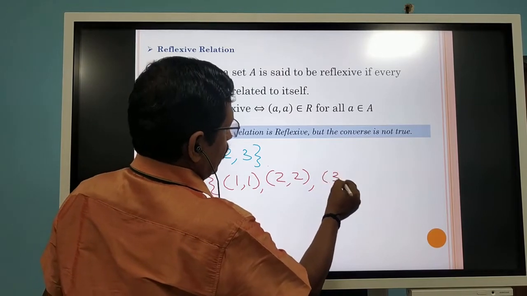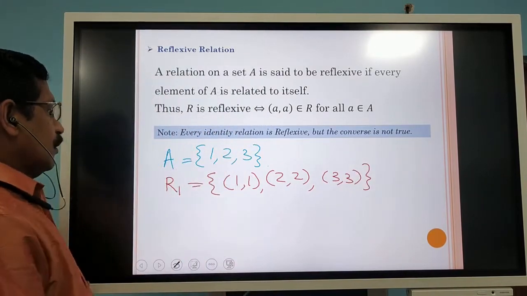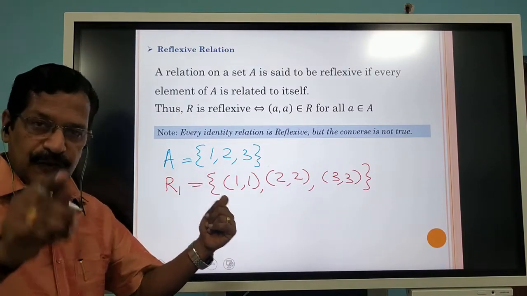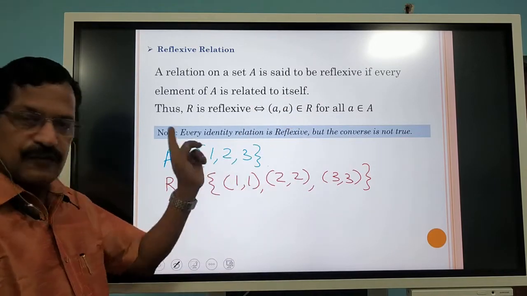Ordered pair (3, 3). Now R1 is an identity relation as well as a reflexive relation. Why? Because every element is related to itself. 1, 2, 3 are elements of A.